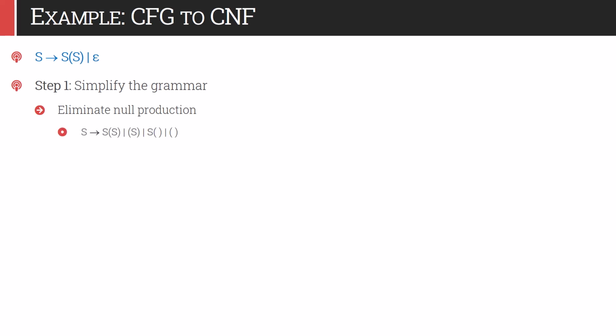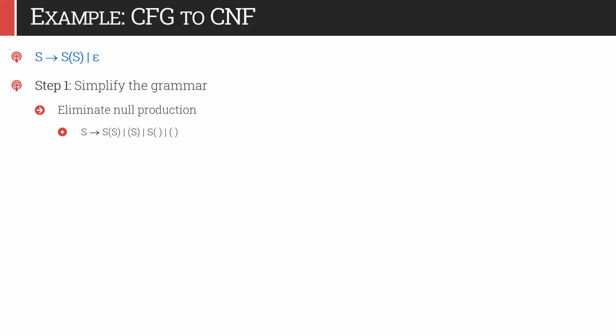Consider another example, S derives SS, or epsilon. Now to convert it into CNF, we need to convert it into a simplified grammar. As there is an epsilon present, we have to remove the null production, or the epsilon production. When we remove the epsilon, we replace capital S by epsilon. So when we remove the first S, it becomes just a parenthesis, S parenthesis. If I remove the S within the parenthesis, then we have the grammar S, opening parenthesis, closing parenthesis.